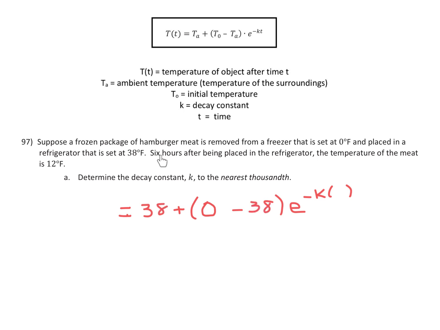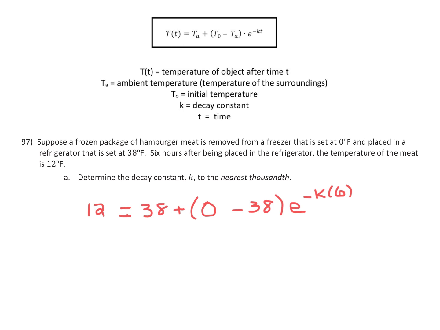Okay, 6 hours. So 6 hours is our time. That's going to go in for the little t for time. Let's put a 6 right in here. 6 hours after being placed in the refrigerator, the temperature of the meat is 12 degrees. So this is the temperature after a certain time has passed, which we know is our T of t. So I'm going to replace that with a 12. Please do not think that means T times little t. This is the temperature in terms of the time. This is all one number, so that all gets replaced with a number.